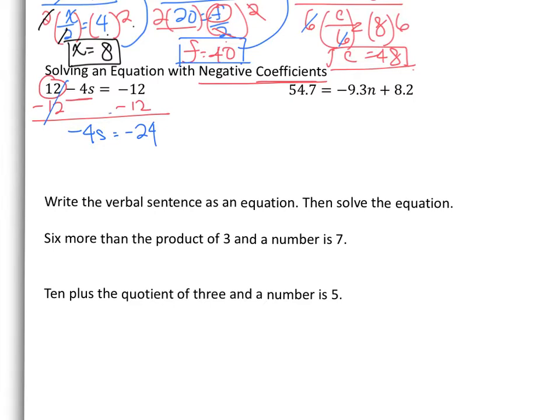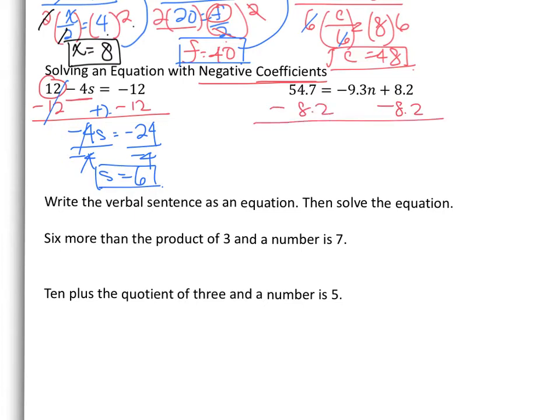We're not multiplying here, okay? We're adding two negative integers. Then we divide by negative 4, cancel, and your final answer is 6. The next one, subtract 8. Divide both sides. You should get negative 5.